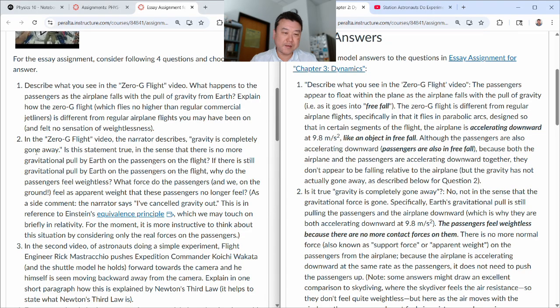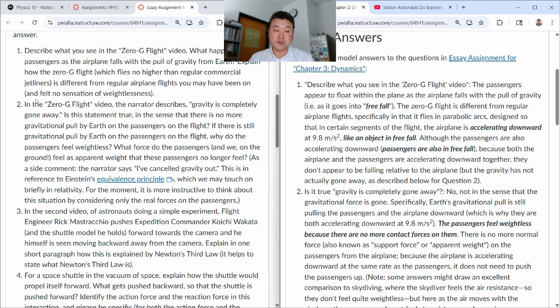Okay, let's read the question and the model answer. In the zero-G flight video, the narrator, I think his name is Brian, I don't know who that is, says, "Gravity is completely gone away." Is this statement true, in the sense that there is no more gravitational pull by Earth on the passengers on the flight? If there's still gravitational pull by Earth on the passengers, why do the passengers feel weightless? What force do the passengers and we on the ground feel as apparent weight that these passengers no longer feel? As a side comment, the narrator says, "I've cancelled gravity out."